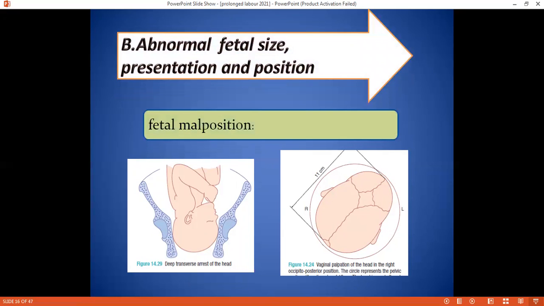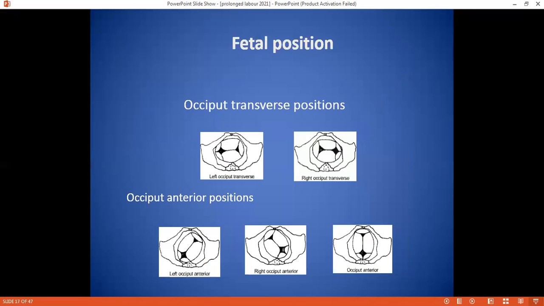Another cause is the fetal malposition. Normal position, the occiput should be anterior. Here, occiput transverse, and here, occiput posterior. Both of them are types of malposition. You see here left occiput transverse, right occiput transverse. This is malposition. Here we have right occiput and left occiput anterior, and right occiput anterior, and here direct occiput anterior.